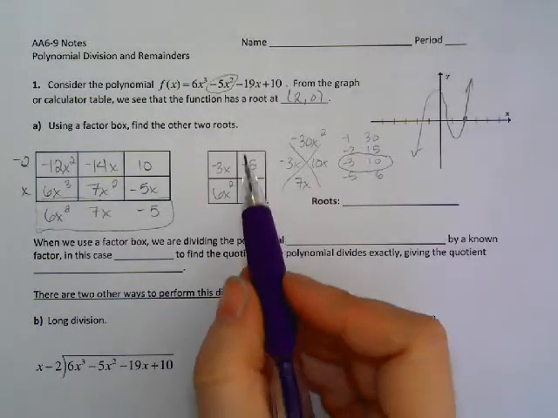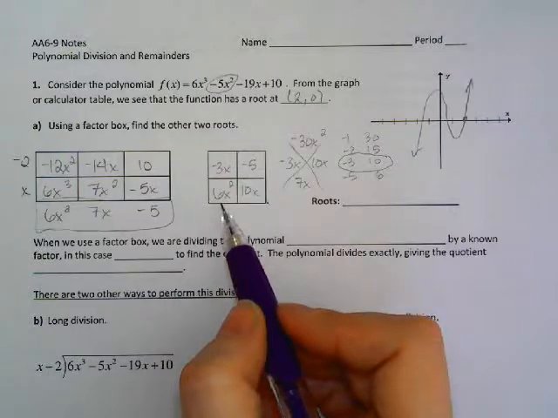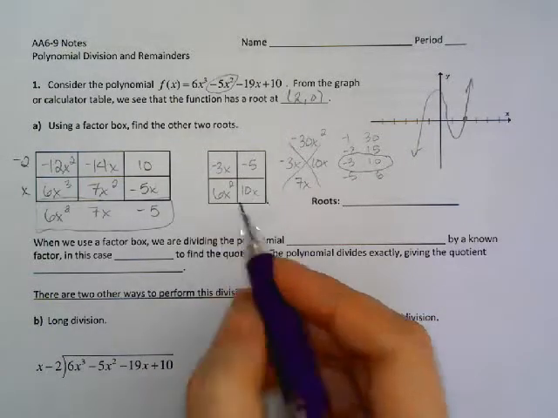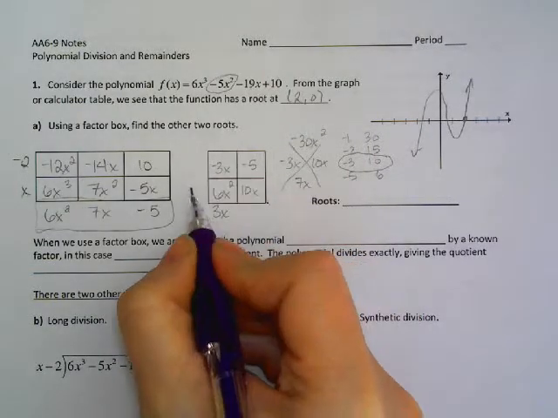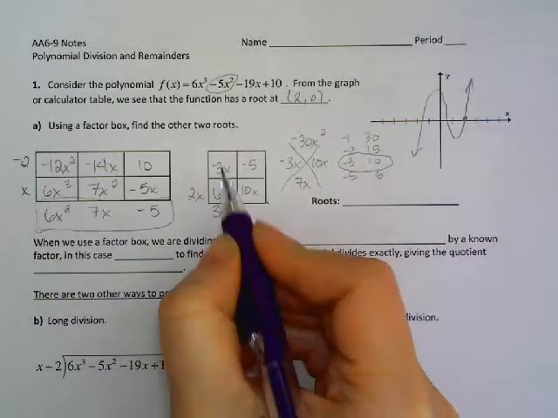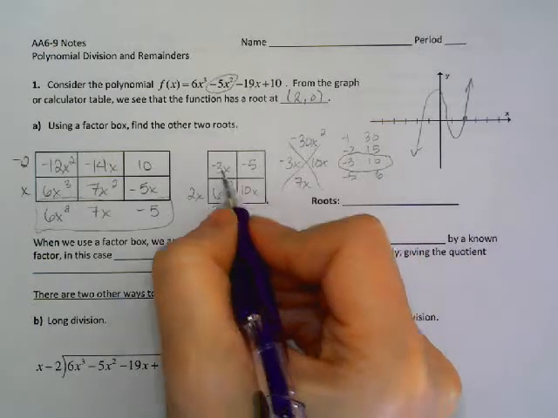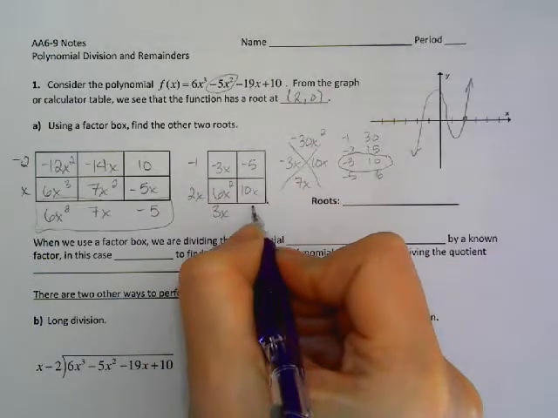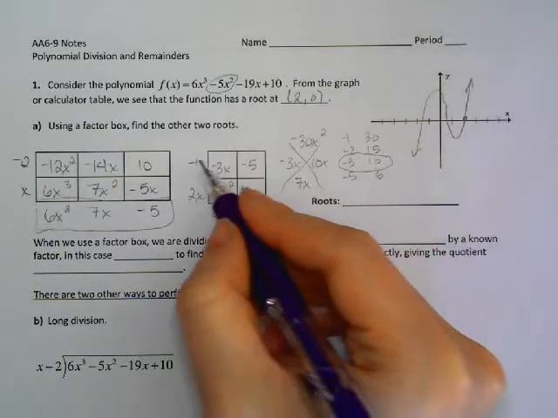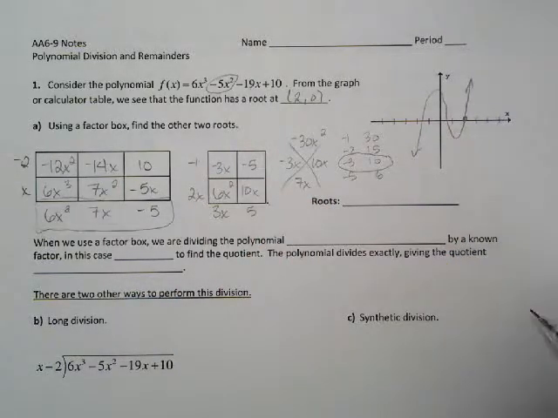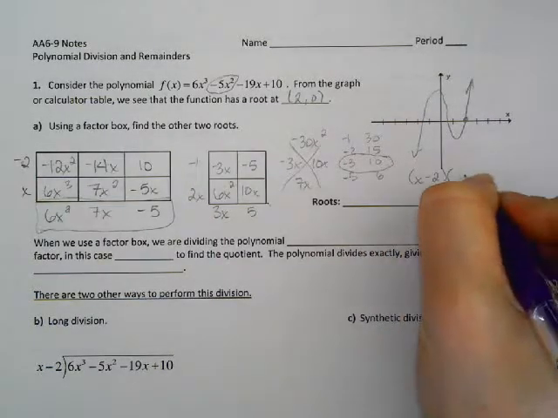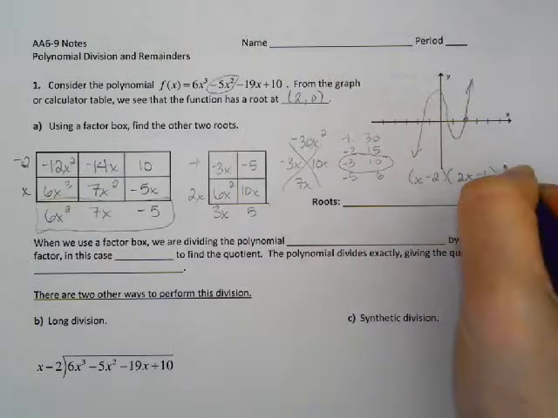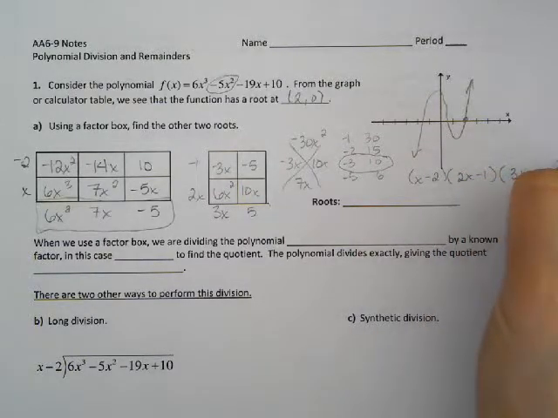So now I need to look at my greatest common factor. What is the greatest common factor for negative 3x and 6x squared? 3x. What do I multiply 3x by to get 6x squared? 2x. What do I multiply 3x by to get negative 3x? Negative 1. And then over here, 5. 5 times negative 1 is negative 5, so I'm good to go there. So my fully factored form, which I don't have a line for, is x minus 2 times 2x minus 1 times 3x plus 5.